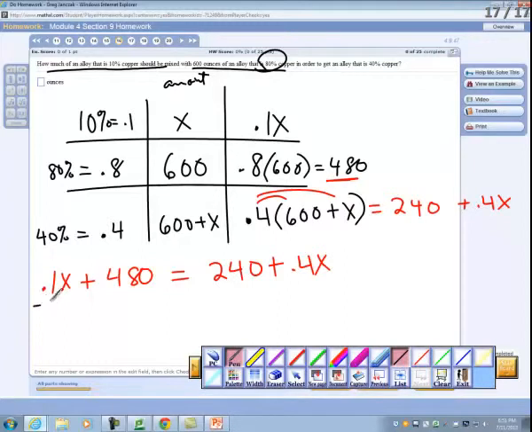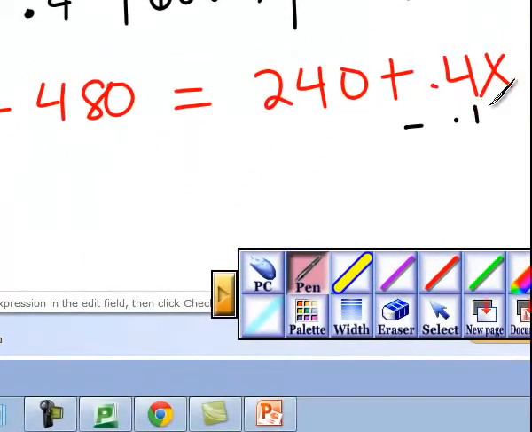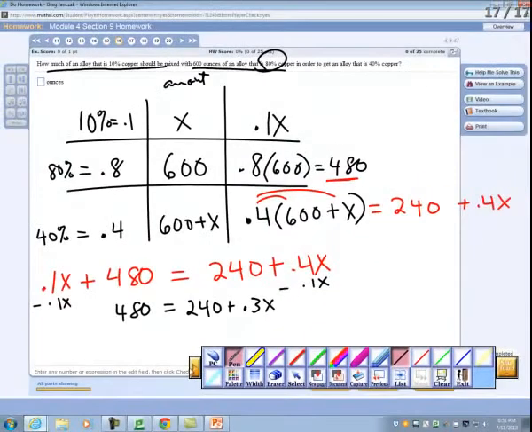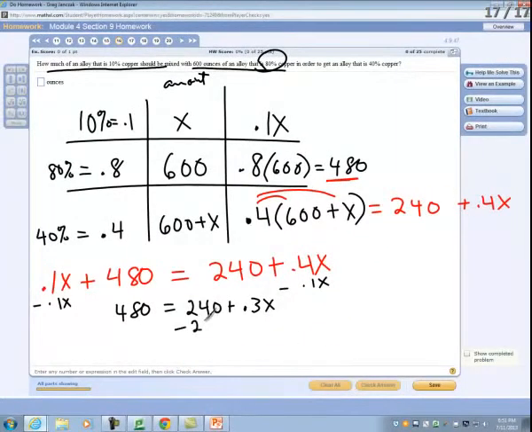Minus 0.1x, and we get 480 equals 240 plus 0.3x. That's right. So far so good. Minus 240, and we get 240 again equals 0.3x. So divide by 0.3, and we get x equals 240 divided by 0.3, which is 800. So x equals 800.